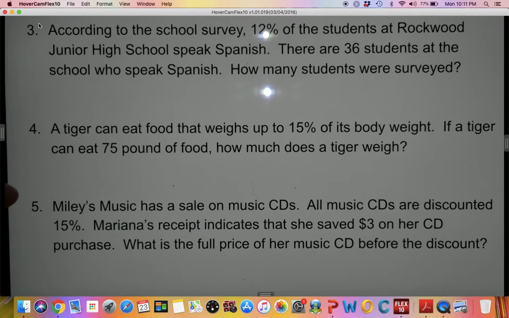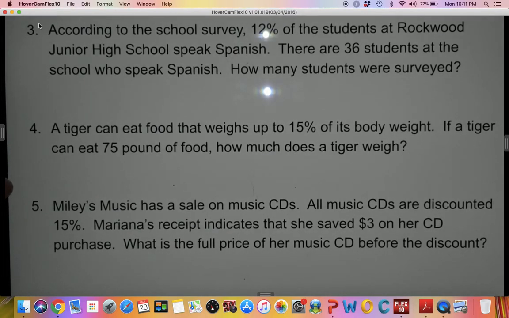Number 5. Miley's Music has a sale on music CDs. All music CDs are discounted 15%. Okay, so this is a sale problem. Mariana's receipt indicates that she saved $3 on her CD purchase. What is the full price of her music CD before the discount?